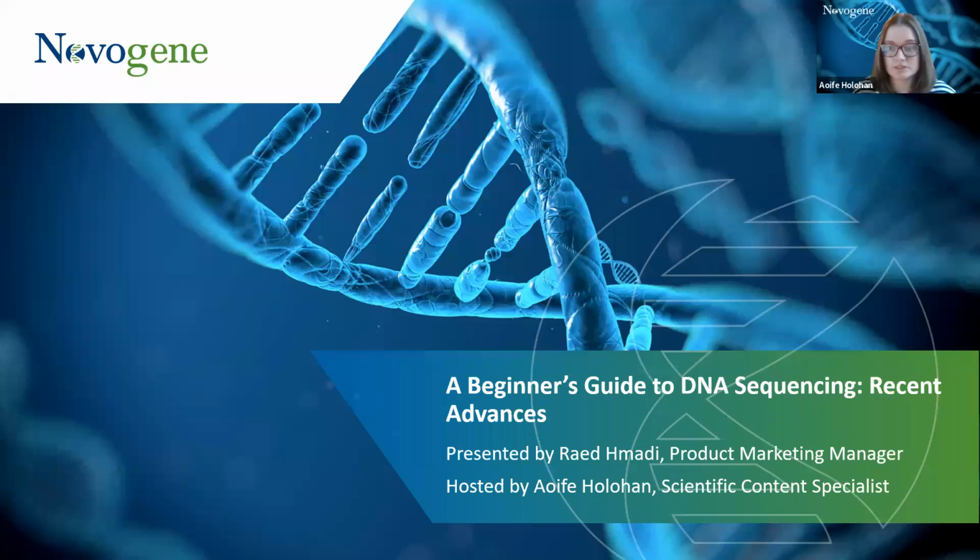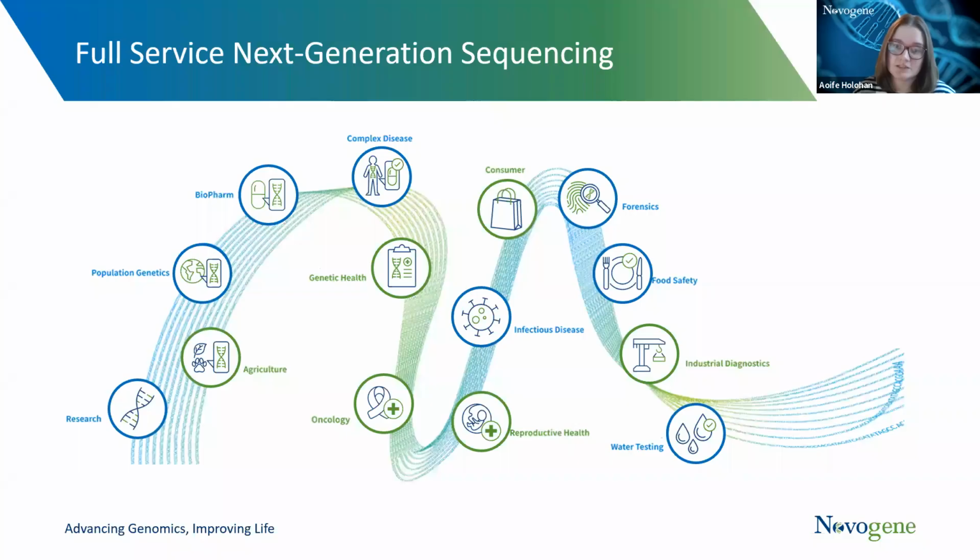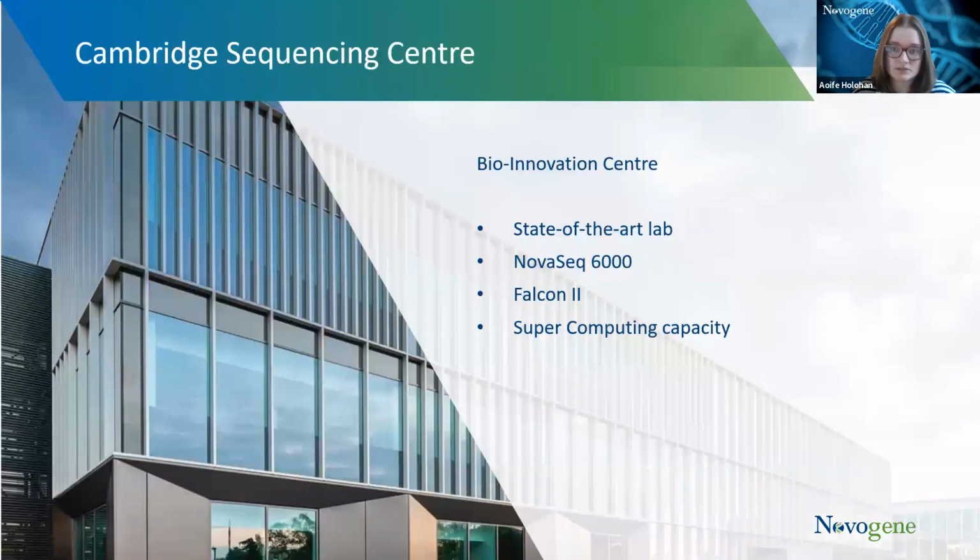So Novogene was founded in 2011 and has been rapidly growing ever since. Our company mission is to advance genomics and improve life. And as you can see here, our services cover a huge range of applications with real life implications, from complex disease research and oncology to food and water safety. Our European Sequencing Centre is based in the Cambridge Science Park in the UK.